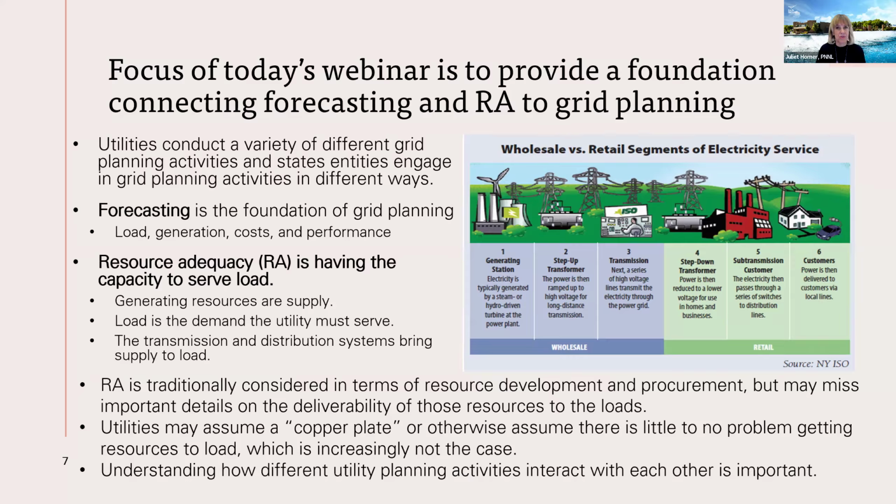There are forecasts associated with the load, forecasts around generation and performance and outages of generation. The costs are really important when it comes to grid planning, and forecasting or understanding potential future costs is super important, and then the performance of the system. So resource adequacy is really having the capacity to serve load and making sure that the grid at any time and in all places throughout the grid has the capacity to serve the load.